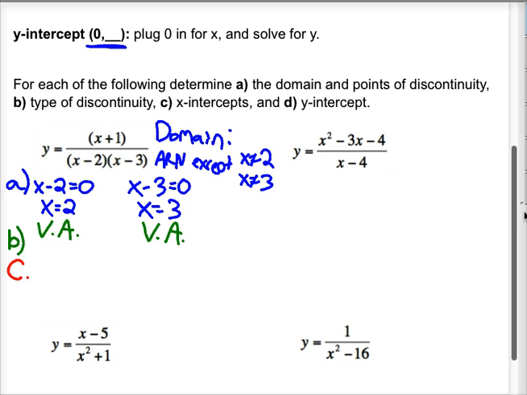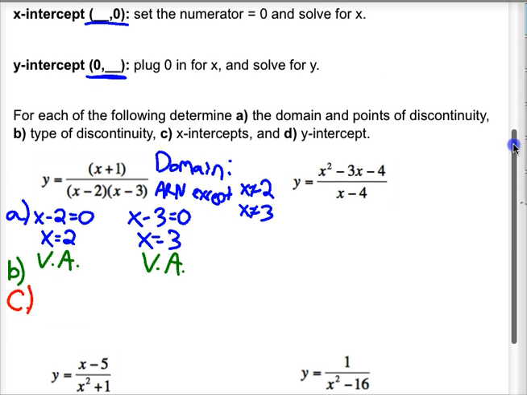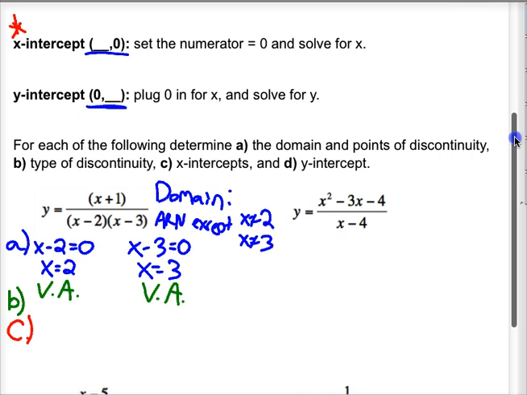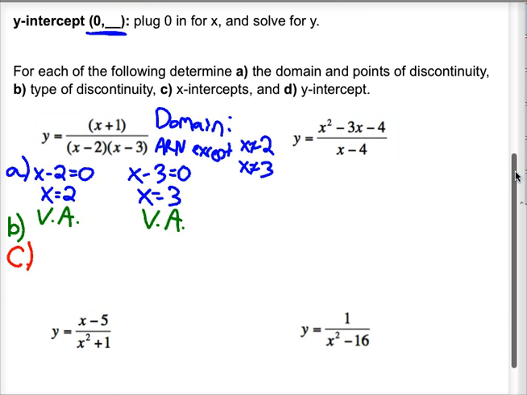Part C, the x-intercepts. Now again, let's go back and reflect on what creates that. For an x-intercept, set the numerator equal to 0 and solve for x. So set that x plus 1 equal to 0. Solve. There is our x-intercept. So again, it's not difficult. It's just you have to remember that's what you have to do for an x-intercept. It can get a little bit tricky as you're having to work through all these different steps.